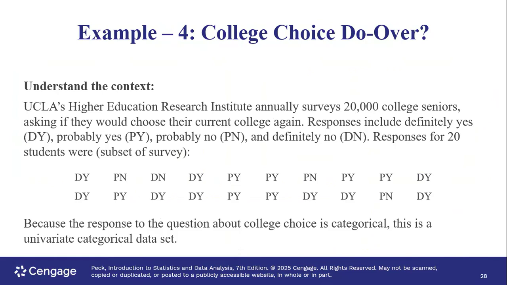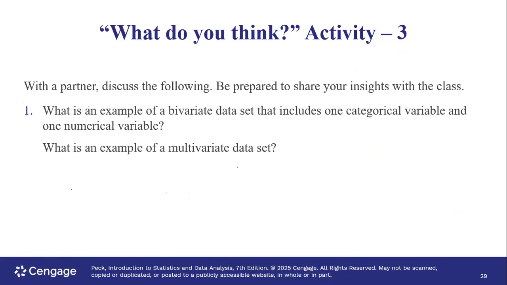So here is an example. UCLA's Higher Education Research Institute annually surveys 20,000 college seniors, asking if they would choose their current college again. Responses include definitely yes, DY, probably yes, PY, probably no, PN, and definitely no, DN. So there are 4 categories, no numbers. So we sampled 20 students, okay? And these are the 20 data points that we get.